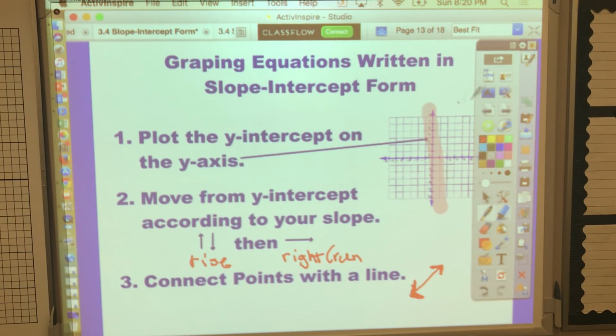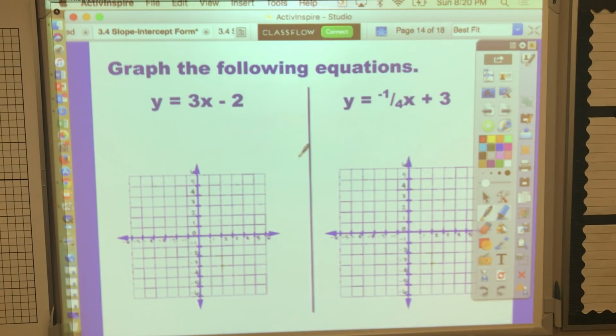So let's try with some of these. All right, so they want us to graph y equals 3x minus 2. The first thing we're going to do is identify our slope and our y-intercept, our m and our b. So m here is 3. Now in order to graph it, that slope has to be a fraction, so I want to write 3 as a fraction, which means it's really 3 over 1. Our b is that remaining constant, which is a minus 2.